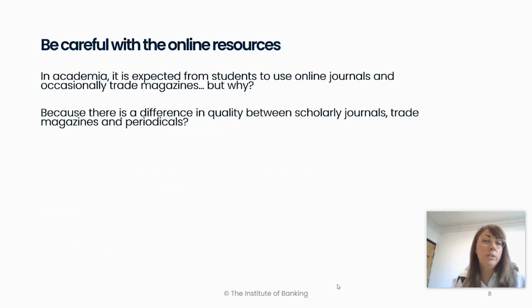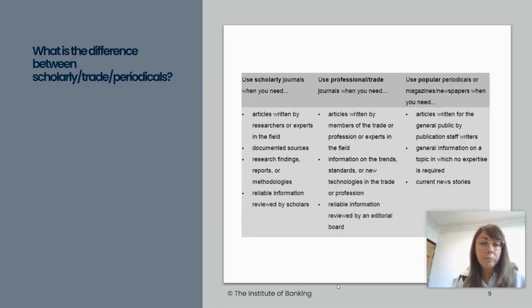You need to be careful with the online resources. And you wonder, why do I say that? It's because there is a difference in quality between the scholarly journals, the trade magazines, and periodicals. These tables should help you to see the difference, but the main difference between them is, as I said, the quality. If you think of a scholarly journal, it goes through a rigorous editorial review.